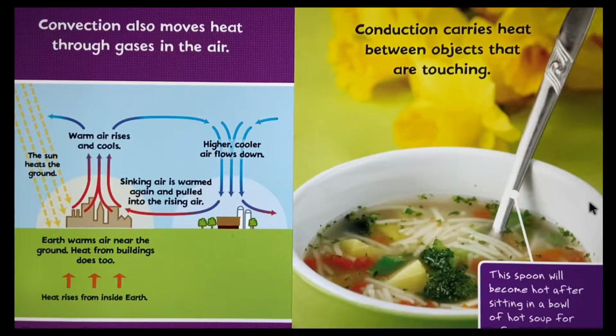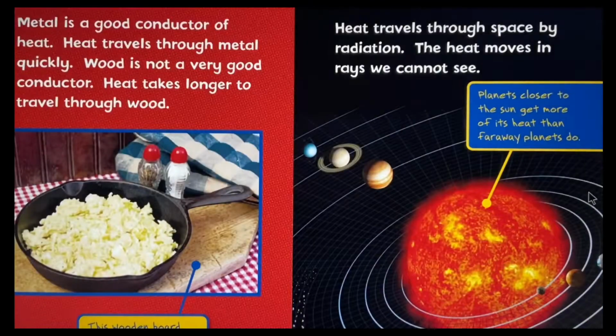Conduction carries heat between objects that are touching. This spoon will become hot after sitting in a bowl of hot soup for a few minutes. Metal is a good conductor of heat. Heat travels through metal quickly. Wood is not a very good conductor. Heat takes longer to travel through wood. The wooden board keeps the metal pan's heat from burning the tablecloth.